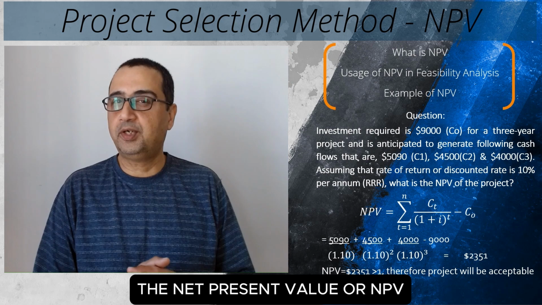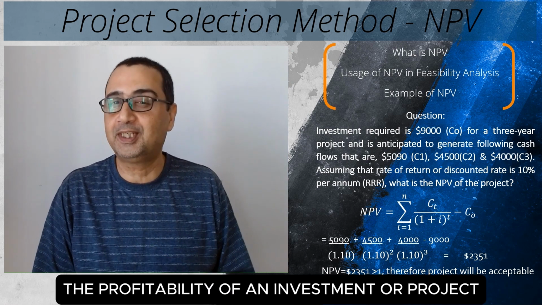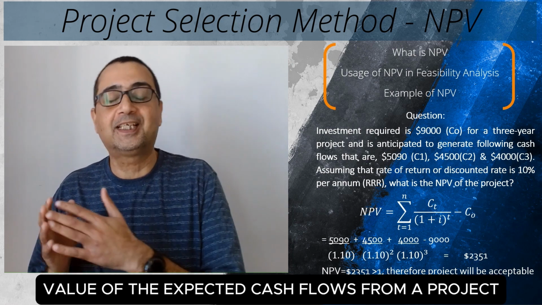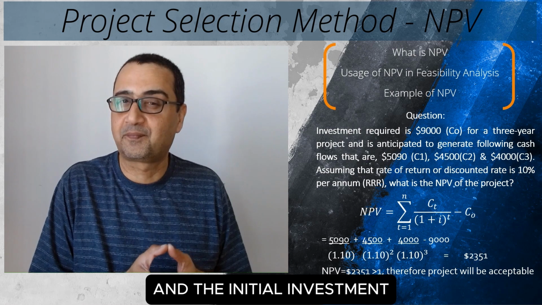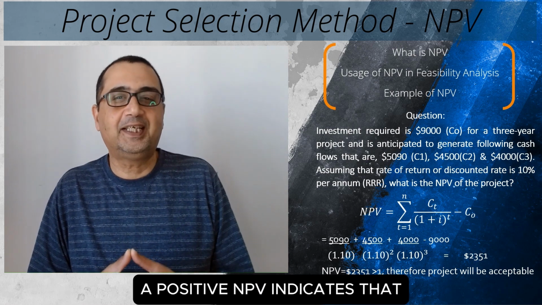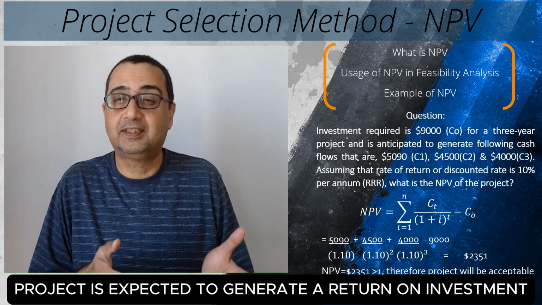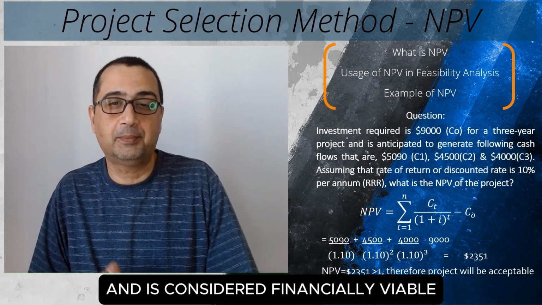The net present value or NPV is a financial metric used to evaluate the profitability of an investment or project. It is the difference between the present value of the expected cash flows from a project and the initial investment. A positive NPV indicates that the project is expected to generate a return on investment greater than the cost of capital and is considered financially viable.